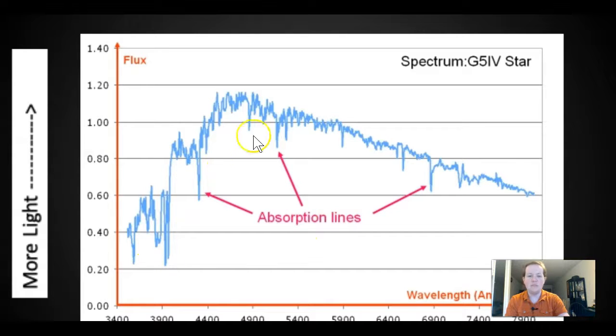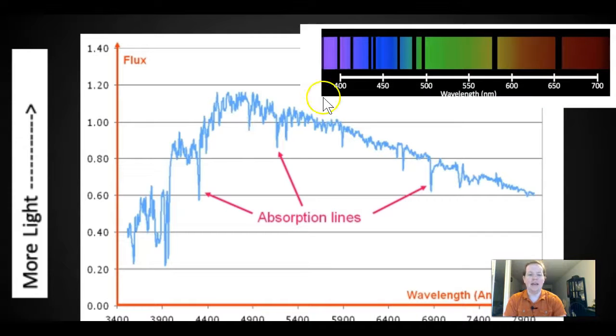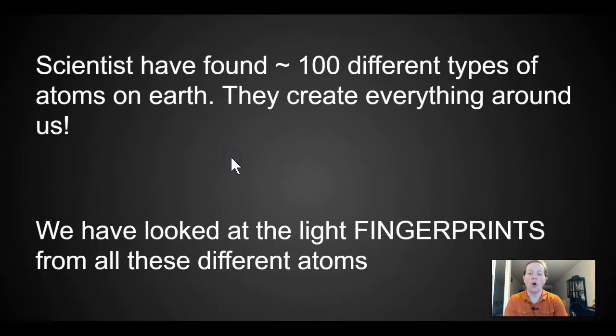Remember, here's that same shape. All stars have this shape, but they will have different absorptions based on the atoms. Because remember, atoms absorb certain kinds of light. They're fingerprints. Again, this is the same thing. Absorption, absorption, absorption. This is a fingerprint. These are fingerprints. And this is how scientists who look out in outer space, called astronomers, study what stars are made of.